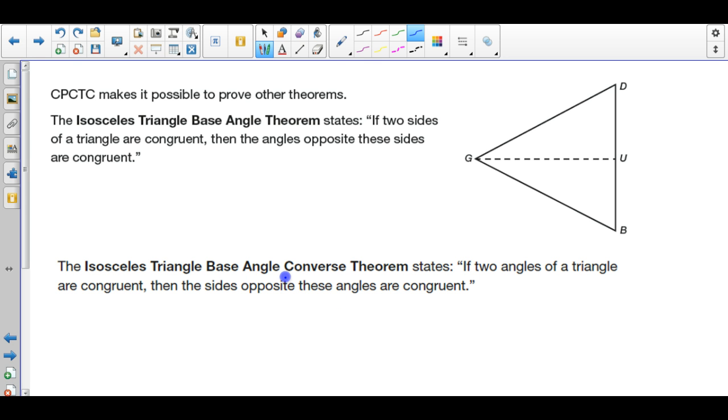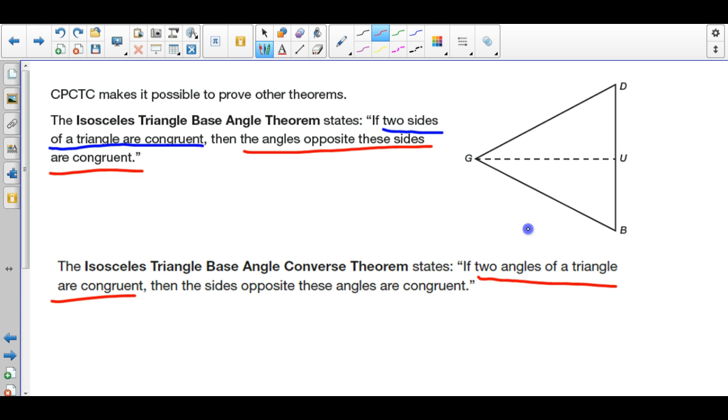What a converse theorem states is that it's going to basically take your statement and reason and flip-flop them. So I'm going to underline this so it makes sense to you. In the first one, we said if two sides of a triangle are congruent, then the angles opposite them are congruent, where now with the converse, we're saying if the two angles are congruent, then the opposite sides are congruent. So what this bottom one is indicating is, let's suppose that angle D and angle B are equal in measure. What it means is that we could prove now that the sides that are across from them are also equal.